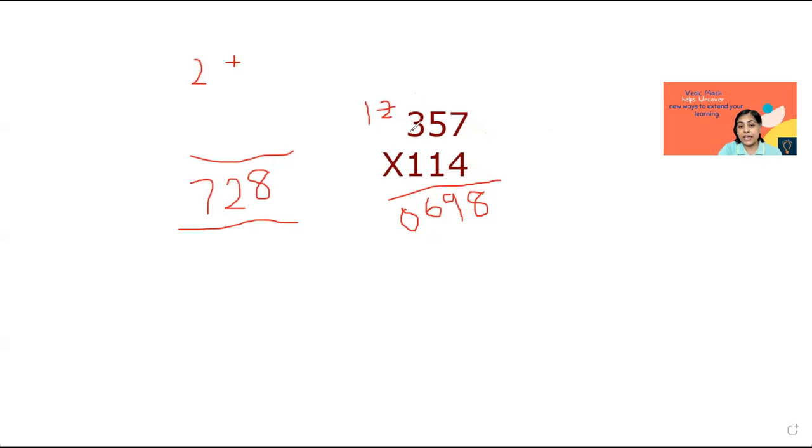So 1 plus 3 is 4. This is what your answer is. When we multiply 357 into 114, the answer is going to be 40698. Isn't it amazing? Yes, it's very easy, and in one line you get the answer, children. It's very easy, and anyone who practices this can do it anywhere. This helps you solve mental maths.